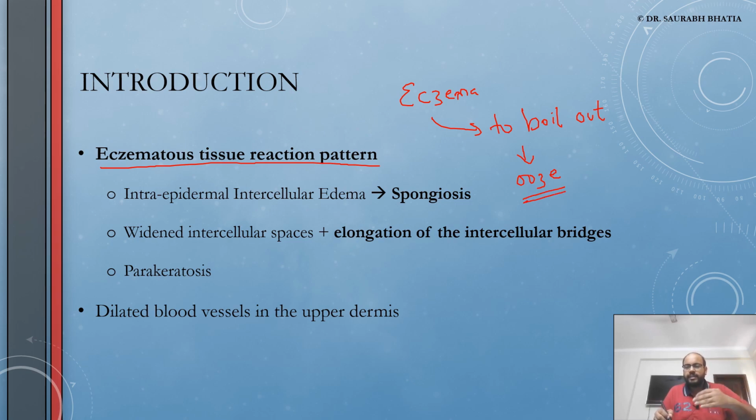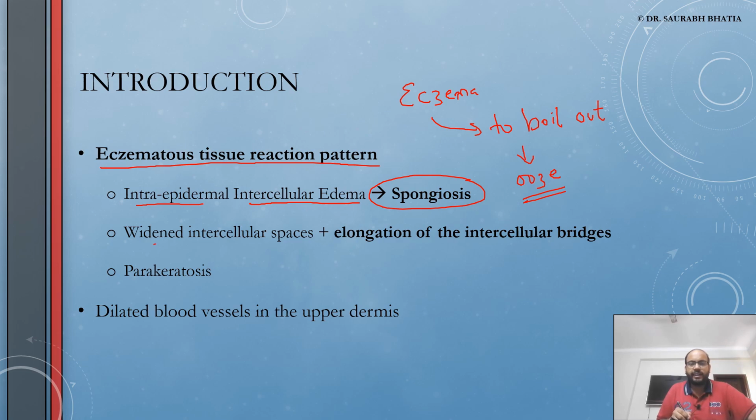Now, the spongiotic tissue reaction pattern is also known as the eczematous tissue reaction pattern, because most commonly it is seen in eczema. Now, eczema is a Greek word that means to boil out. We can translate it loosely to ooze out. And what is oozing? That is just extravasation of fluids. So you remember that we told you about the spongiotic tissue reaction pattern, that there is extravasation of fluids in the epidermis, and that is why in eczema, which means to boil out, they essentially mean the same thing. So eczematoid tissue reaction pattern or spongiotic tissue reaction pattern.